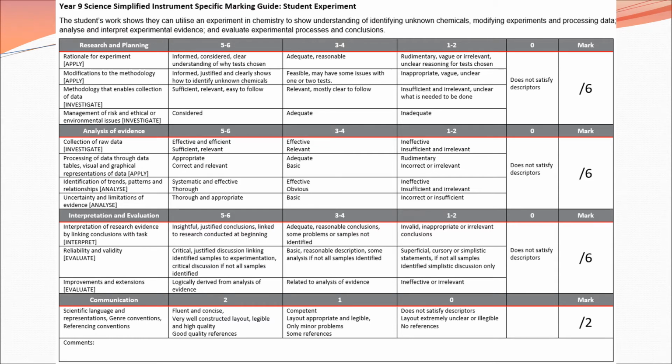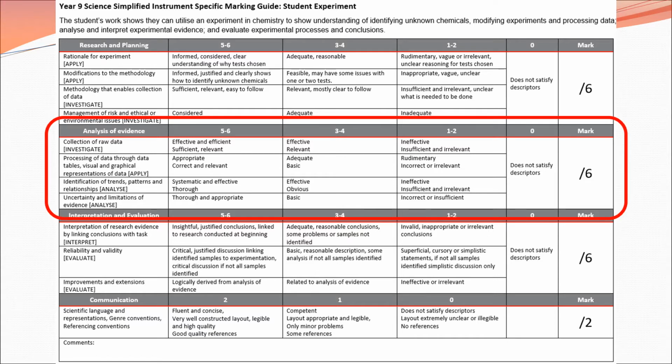Here's our modified ISMG or Instrument Specific Marking Guide, like your marking rubric. And today we're specifically looking at analysis of evidence. So it's about, have you collected your raw data? For example, do you have sufficient and relevant data? If you can identify your acid through a pH test, that's good. If you can identify that it's also an acid and prove it again through the hydrogen pop test or the carbon dioxide test, that's even better. Can you see the progression there from down this end of the scale to this end of the scale? The more data you have, the better.